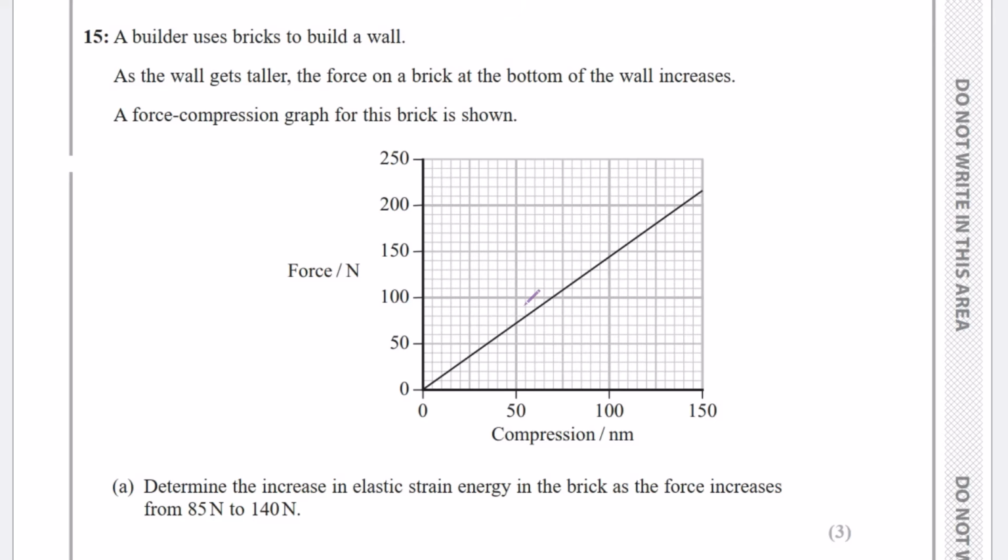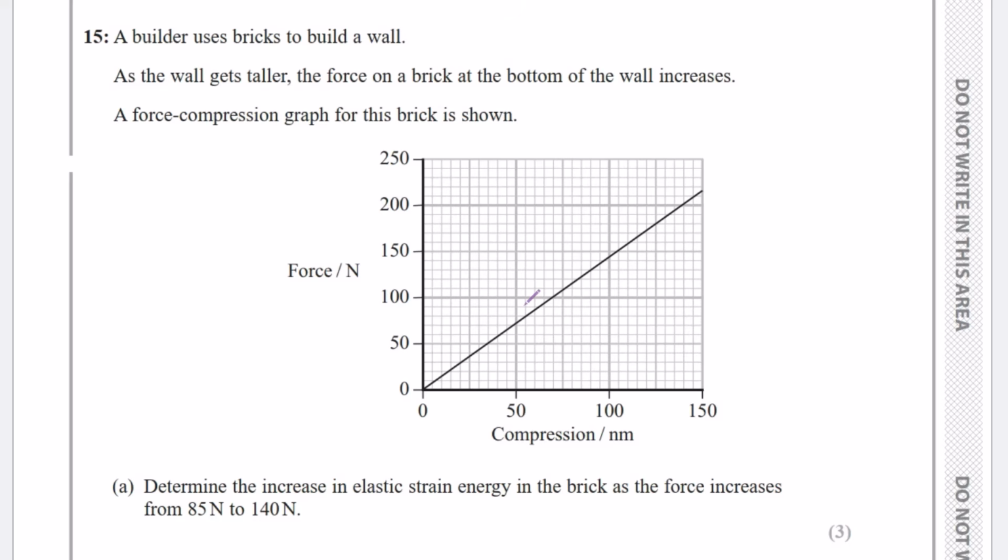For question 15, it says, a builder uses bricks to build a wall. As the wall gets taller, the force on the brick at the bottom of the wall increases. Of course, this is compressive force. The force compression graph for this brick is shown. Determine the increase in elastic strain energy in the brick as the force increases from 85 to 140 Newton.